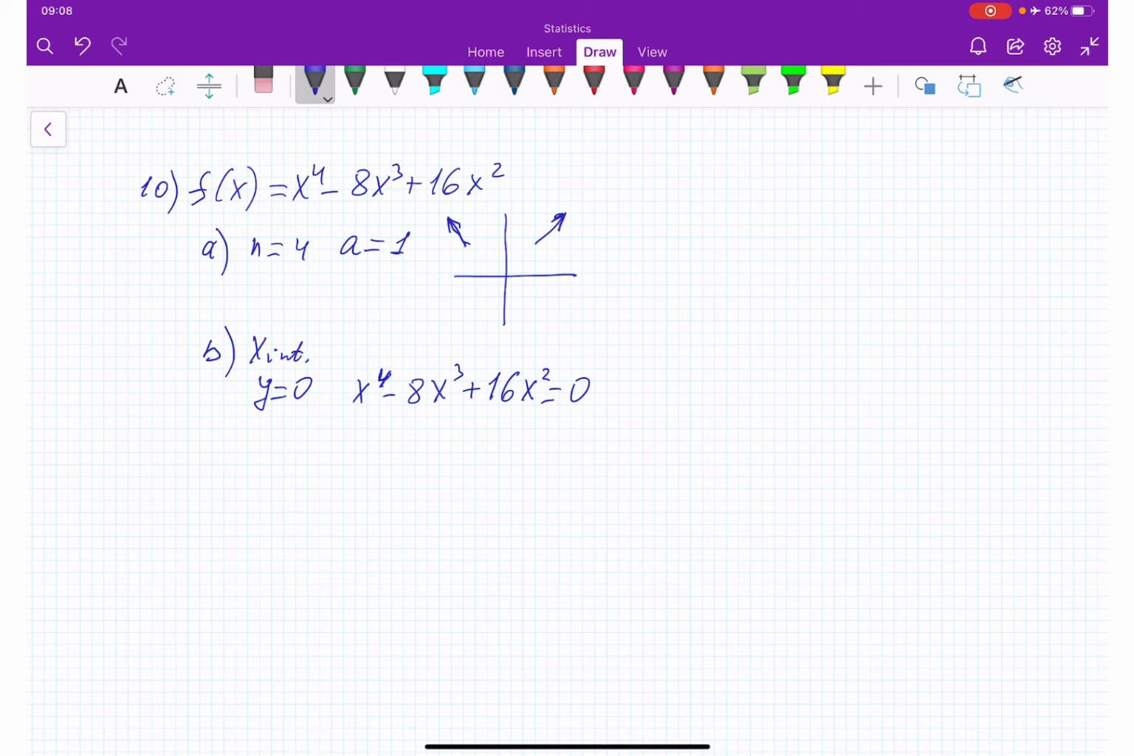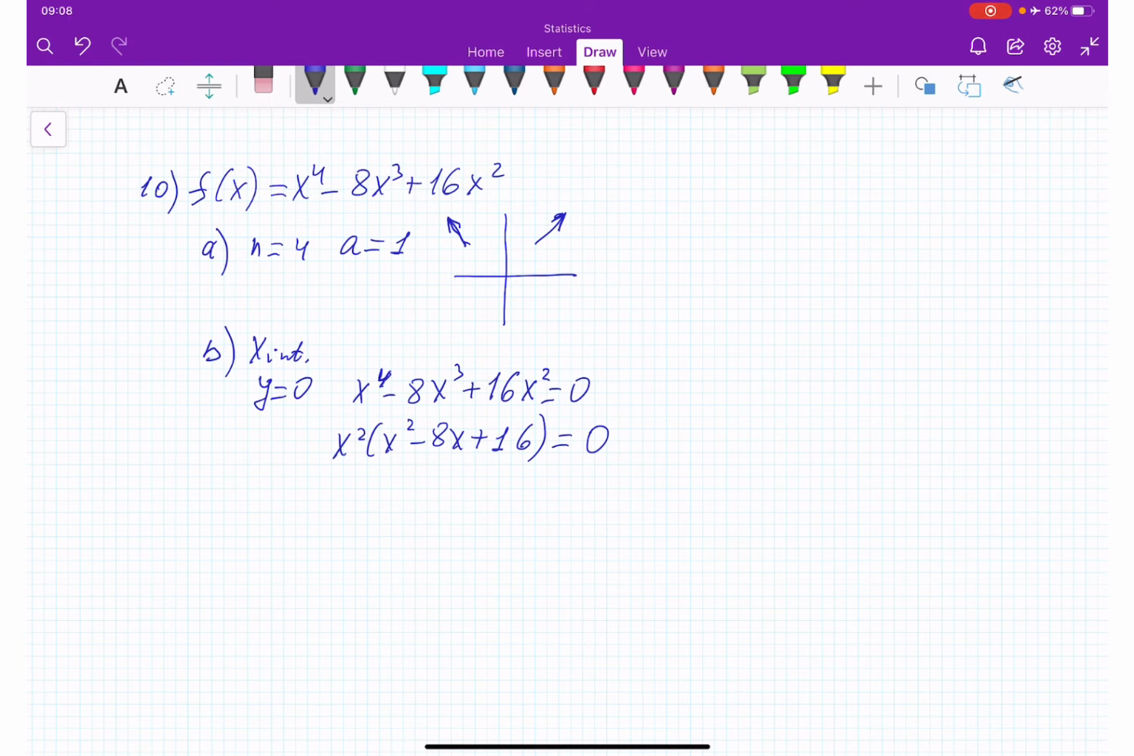So what we can do, there is no grouping obviously because we have three terms here. But what is interesting, I see every single term has x squared, right? Which means x squared I can take out. I will have x squared minus 8x plus 16. And I got a beautiful quadratic trinomial, quadratic equation. Perfect square, I would say.